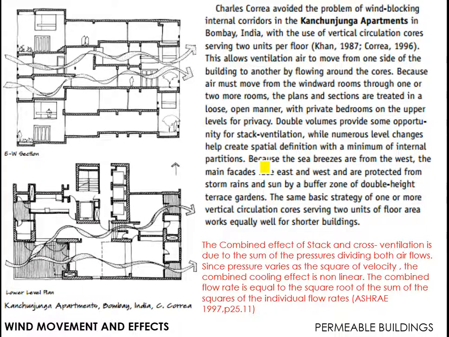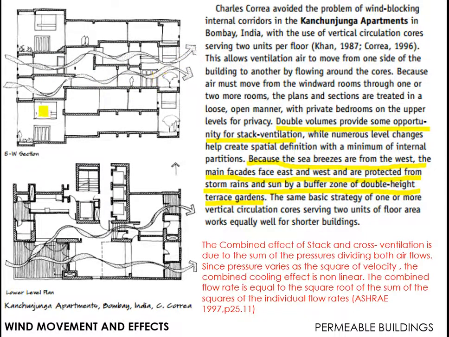Because the sea breezes are from the west, the main facades face east and west and are protected from storm drains and sun by a buffer zone of double height terrace gardens. So they have protected it with terrace gardens, and also created openings on the east and west because the sea breeze is on the east and west. We already mentioned earlier that the openings depend on the windward side and the leeward side, which depends on the location also. The double volume provides some opportunity for stack ventilation, which creates a stack effect.